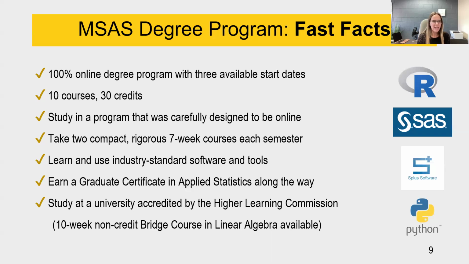So first of all, obviously, it is a 100% online, and we offer 3 available start dates. So students can enter during the fall semester, the spring semester, or the summer semester. The program consists of 10 courses in total for a total of 30 credits. And we developed this program. We developed each of the online courses to be specific for this program. So it was carefully designed in a way to be used as an online program.